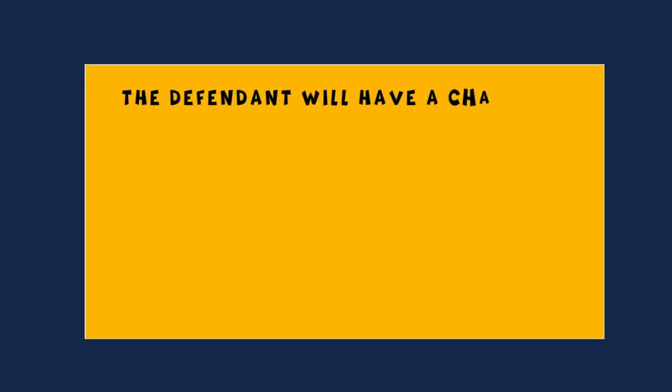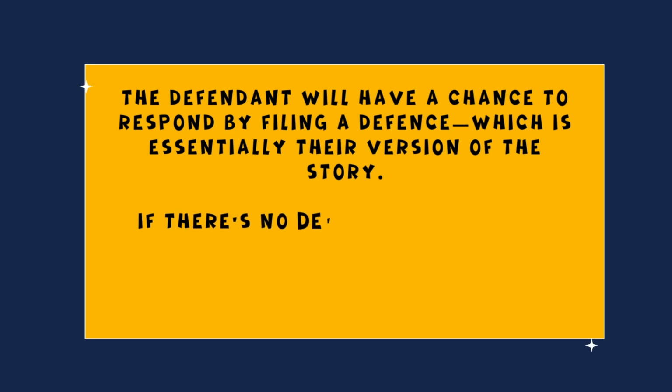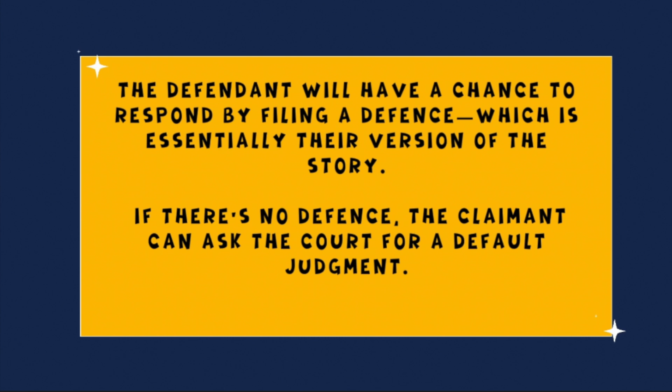Now, once proceedings have been issued, the defendant will receive a copy of the pleadings. They then have a chance to respond to the claim and, if they choose, to raise a defence. If the defendant fails to acknowledge the claim or raise a defence within the specified period of time, then the claimant can ask the court for judgment in default. But let's assume for now that a defence has been raised.